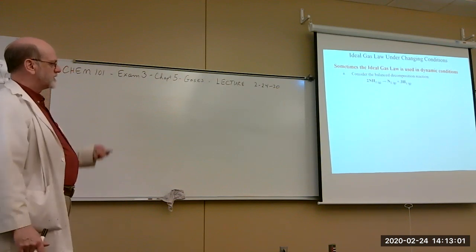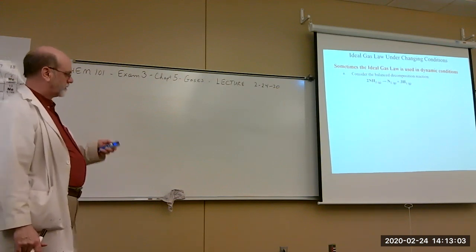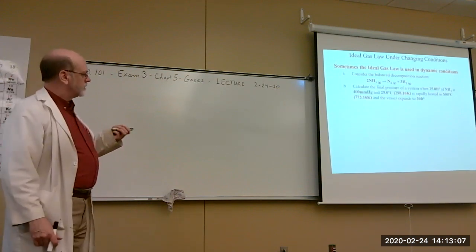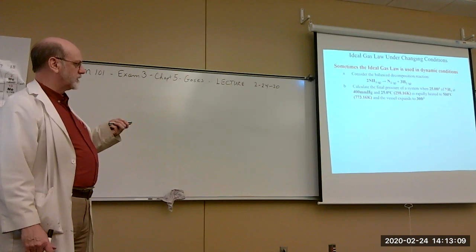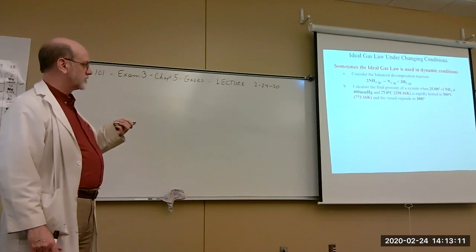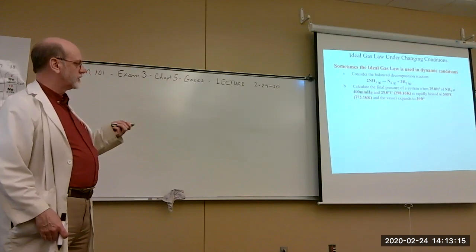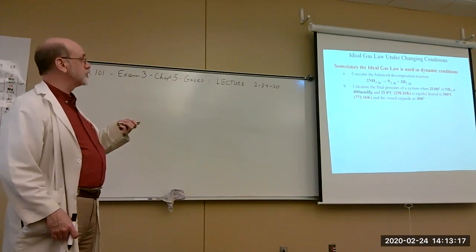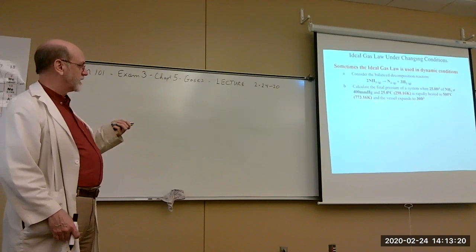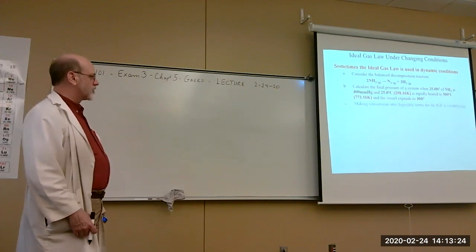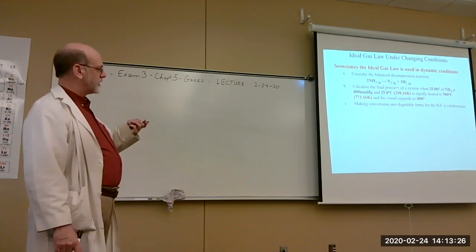So here's our decomposition of ammonia again. If we have 25 cubic feet of ammonia at this pressure and that temperature, and we heat it in a heated tube from 25 to 500 degrees, the vessel expands to 30 cubic feet. Then what's the question? Calculate the final pressure.